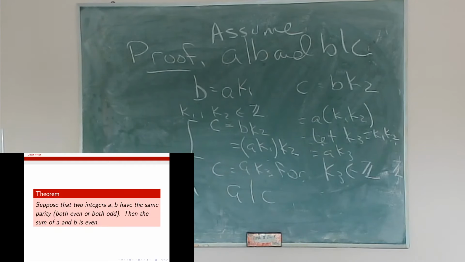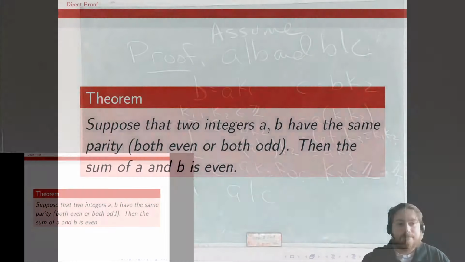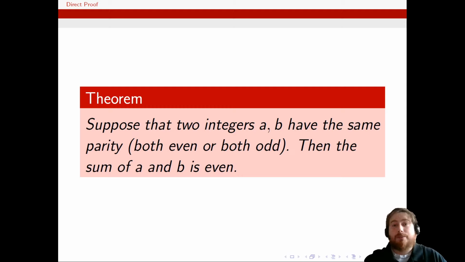All right. And so my next one here is, suppose that I have two integers, A and B, that have the same parity. So now what does same parity mean? It means that they're both even or both odd. The only reason why I use that term is because it's in the book and I wanted to give you a heads up on it. So then what I want to show is that the sum of A and B is even.